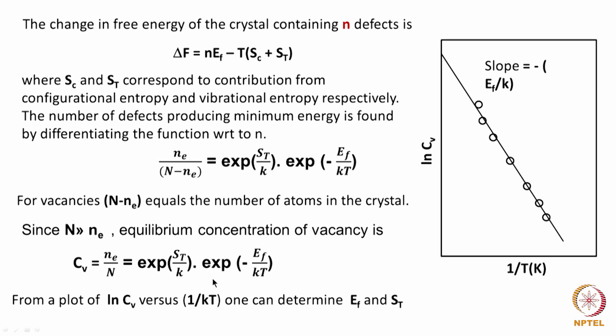What has been seen experimentally is that in most materials close to the melting point, the point defect concentration is of the order of 10 to the power of -3 to 10 to the power of -4. It is within that range that it has been observed.